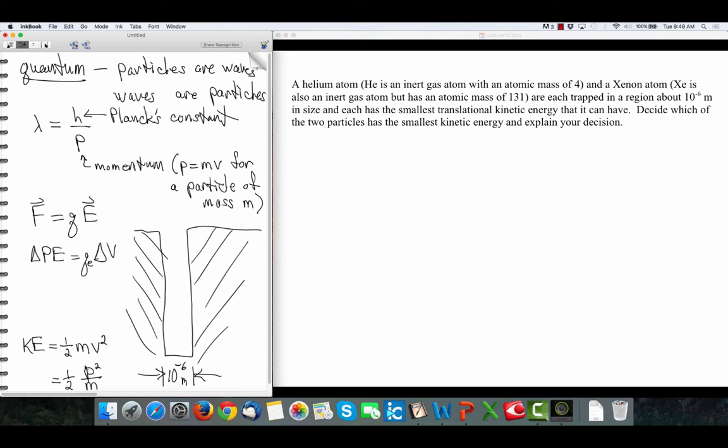I'll give you a hint in case you can't figure out what to do. Saying it has the smallest kinetic energy possible is telling you that that wave has the smallest momentum possible. Saying it has the smallest momentum possible tells you something about its wavelength. If you trap a particle in that space, what are the possible wavelengths? Is one way of thinking of that.